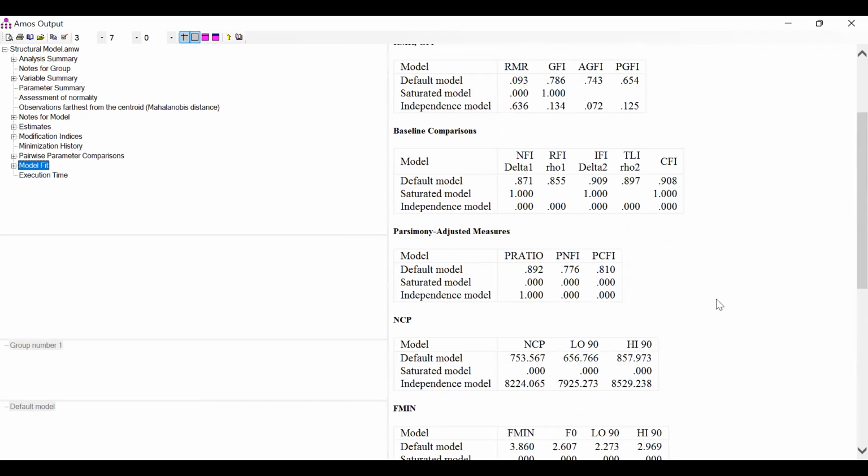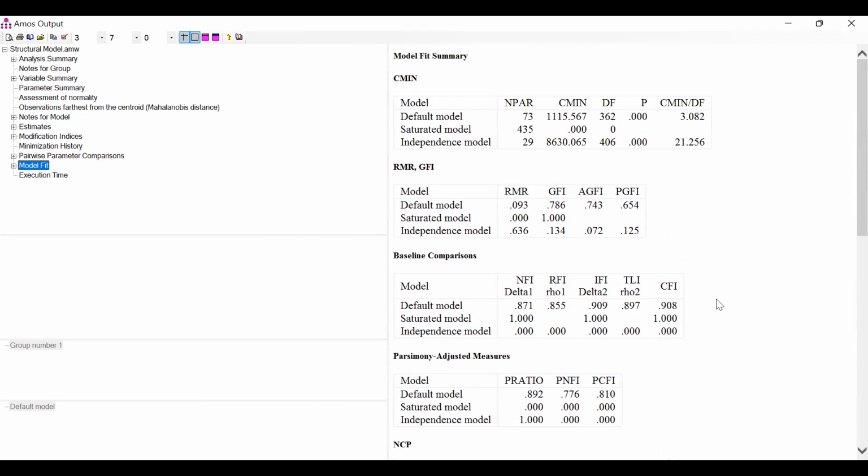Below 0.1 is acceptable, but to be good, it should be around 0.05 or 0.06. And for the chi-square by degrees of freedom, below 4 is acceptable, and around 2 or 3 is very good. For GFI, AGFI, NFI, RFI, all of these, it should be above 0.9. 0.9 and above is very acceptable, and the rest is very good. So that's what we need to report, the model fit indices.